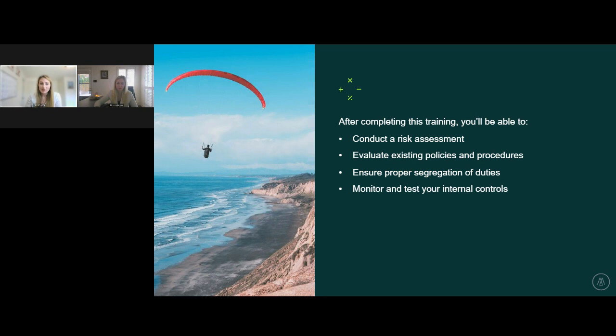We'll also look at segregation of duties throughout your operations and transactions. So really understanding where there are risks in segregation of duties, especially again, if you're struggling with vacancies or turnover. And then finally, you'll be able to monitor and test your internal controls on a continuous basis to make sure that they are designed properly and adhered to by employees at all levels.